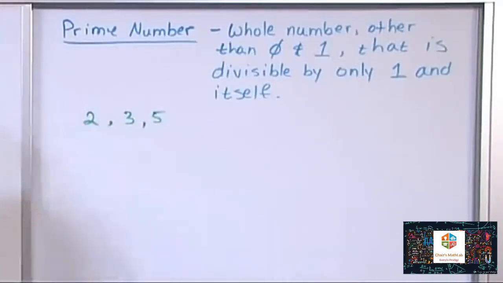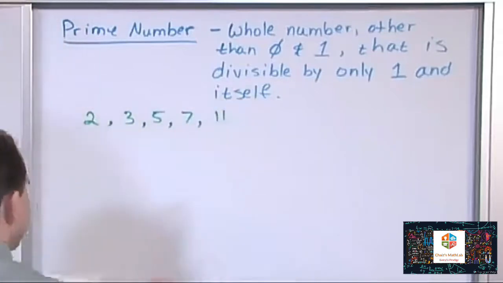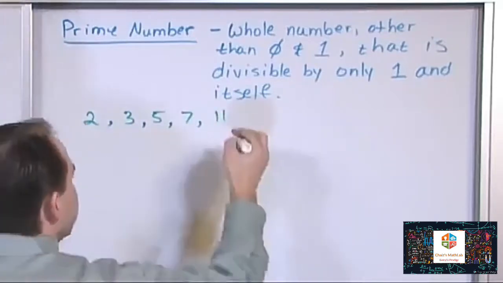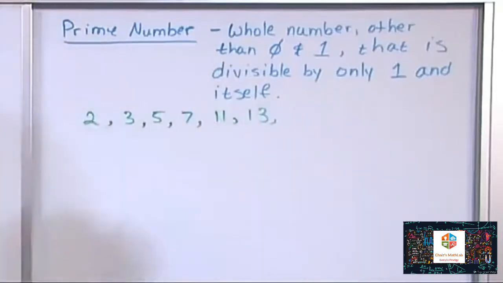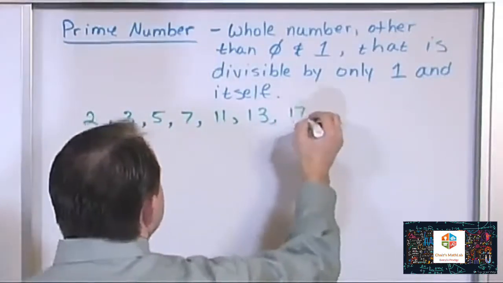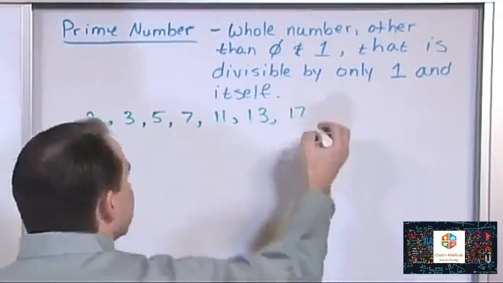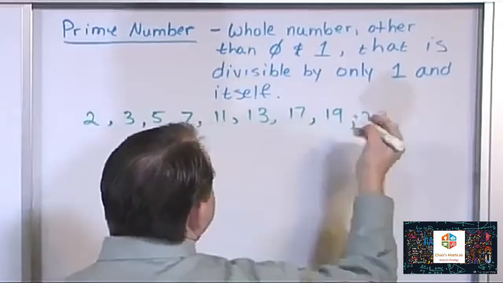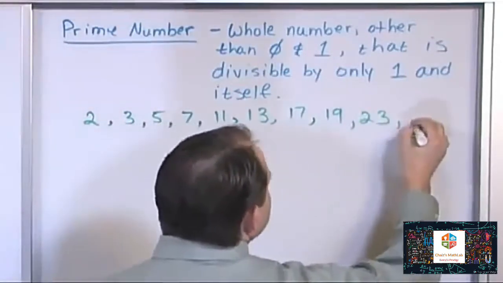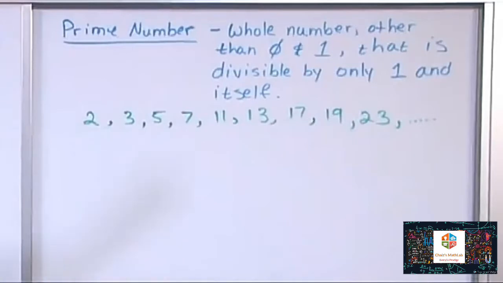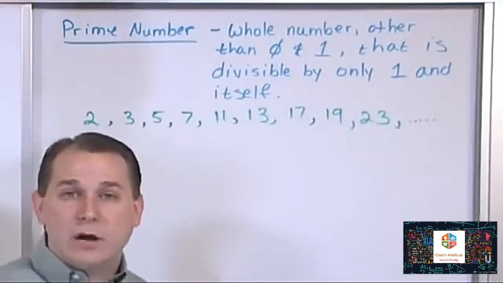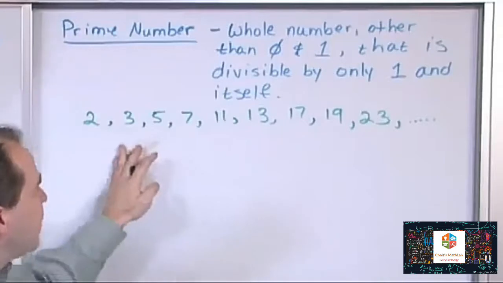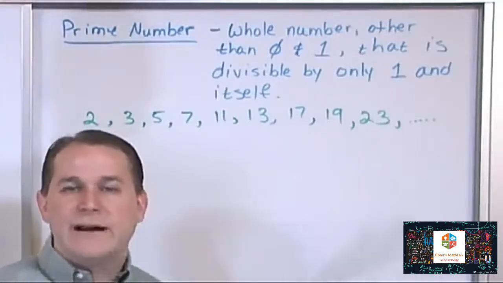5 can only be divided by 5 and 1. 7 can only be divided by 7 and 1. 11 can only be divided by 11 and 1. 13 can only be divided by 13 and 1. 17 can only be divided by 17 and 1. 19 can only be divided by 19 and 1. 23 can only be divided by 23 and 1. And you could go on, and you can get a computer to calculate all the prime numbers out as far as you want to go, and that's fine. People do that. But just know that it's sort of an infinite series of numbers that have these special properties.